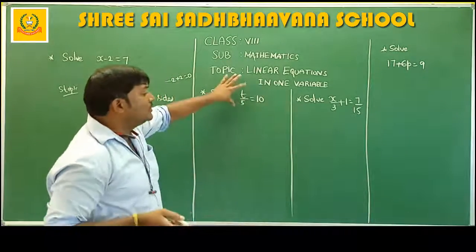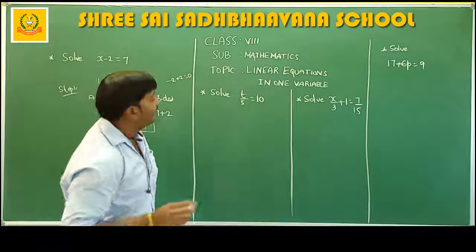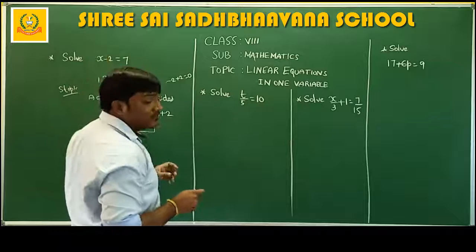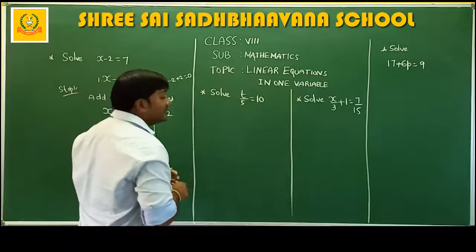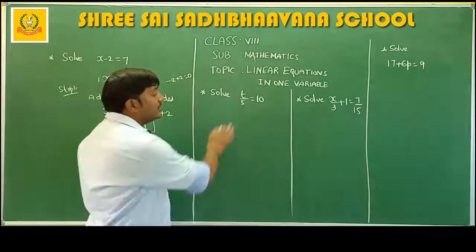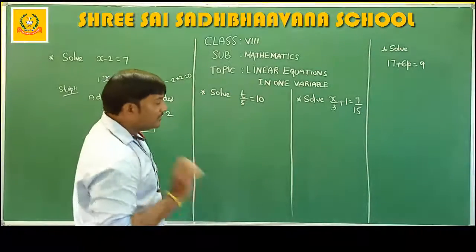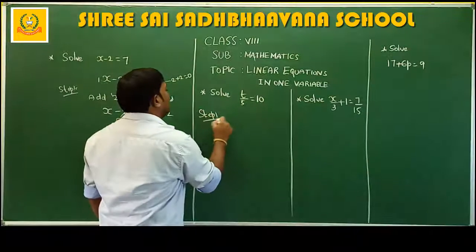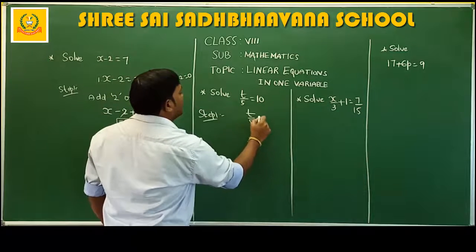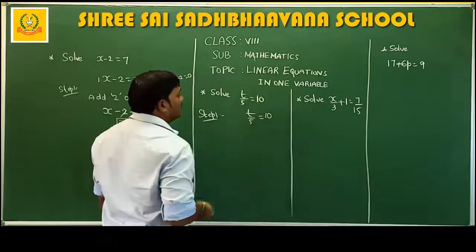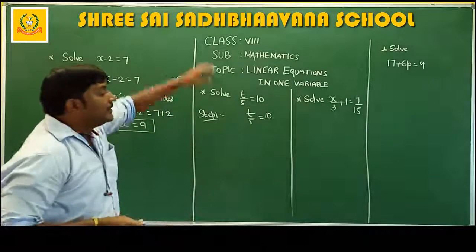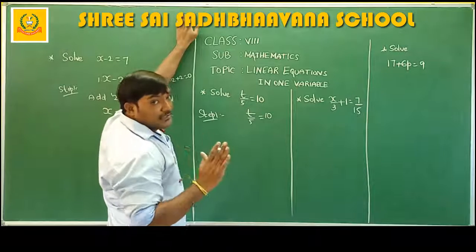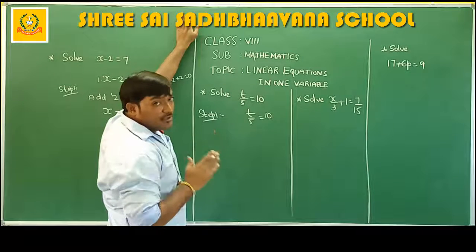Next, we have to find the value of t. What is the difference between this sum and the previous sum? There we had x, this linear equation is in terms of x. Here it is in terms of t. That's all. So now, what is the first step? First you write the given equation, t by 5 is equal to 10. Here t is divided by 5, and we need only t. We do not want that 5 here.